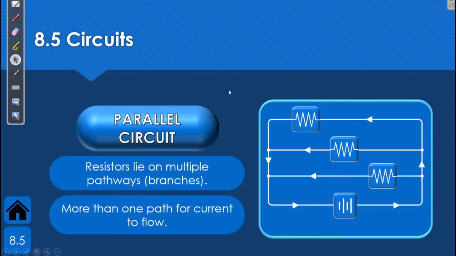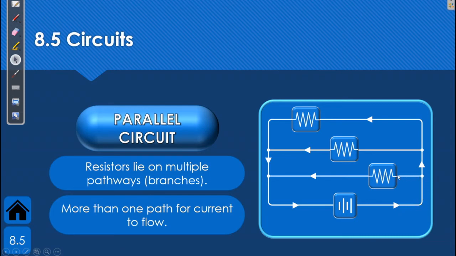Next, let's talk about a parallel circuit. In a parallel circuit, there are multiple branches or multiple pathways that the current can flow through. So when a charge leaves the battery and reaches this junction, it can either turn and go through this pathway, or it can continue on, where it can turn and go through this pathway, or it can continue and go through this pathway, and then will eventually return to the battery.